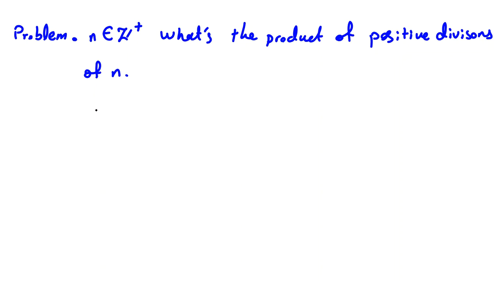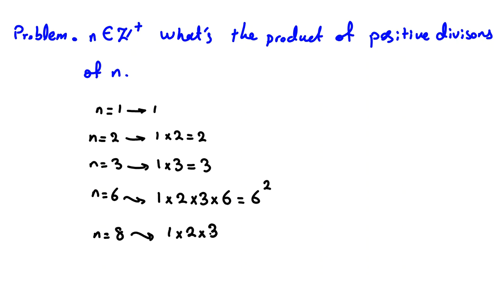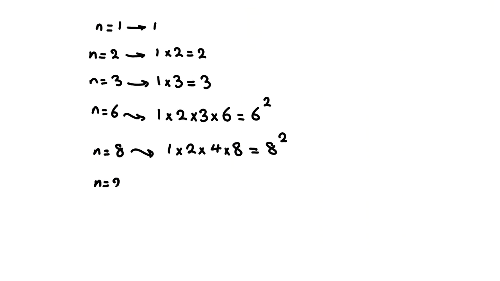So let's see. For example, let's consider n is 1, the product is 1. For 2, it will be 1 times 2, which is 2. And for 3, it will be 1 times 3, which is 3. And we can continue. For example, let's consider larger numbers like 6. It is 1 times 2 times 3 times 6. As you can see, 2 times 3 is 6, so you can say 6 squared. Let's consider, for example, n = 8: 1 times 2 times 4 times 8. Again, 2 times 4 is 8, so it's 8 squared.